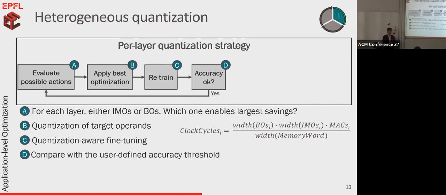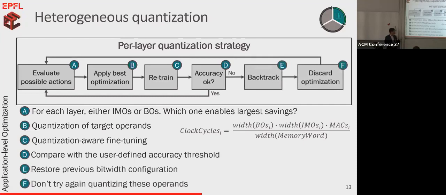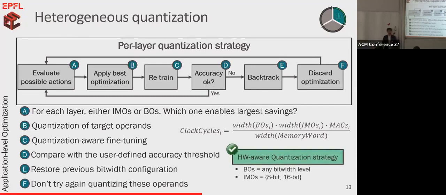If we meet the user-defined constraint, we just repeat the loop, trying to maximize quantization. Otherwise, before repeating the loop, we discard this optimization step, and we are not going to consider it anymore in future iterations. Notice that this is a hardware-aware quantization strategy. Why? Because, as I said before, broadcaster operands are streamed from outside, directly inside the logic, but 1 bit at a time. That means that every bit width reduction will correspond to a reduction in the number of clock cycles. So in this case, we can quantize broadcaster operands with any bit width level, because any bit width reduction corresponds to a reduction in the runtime.